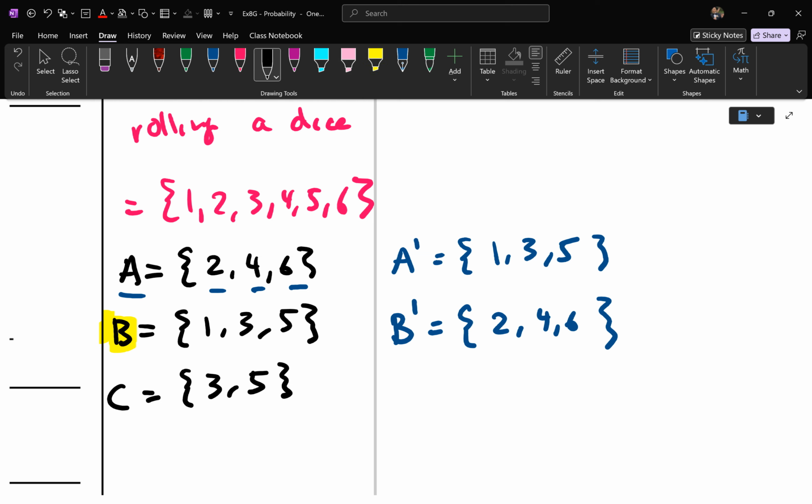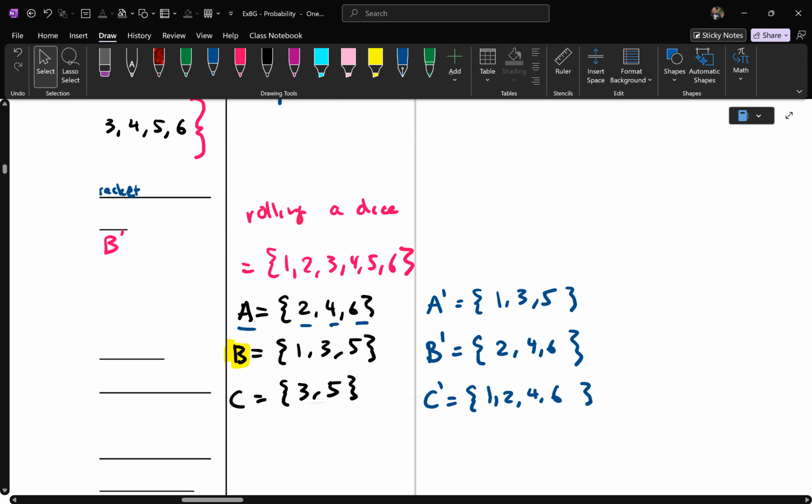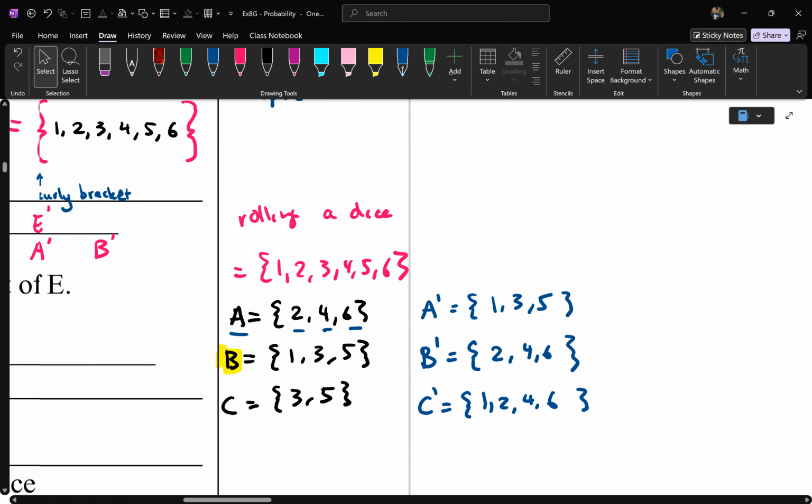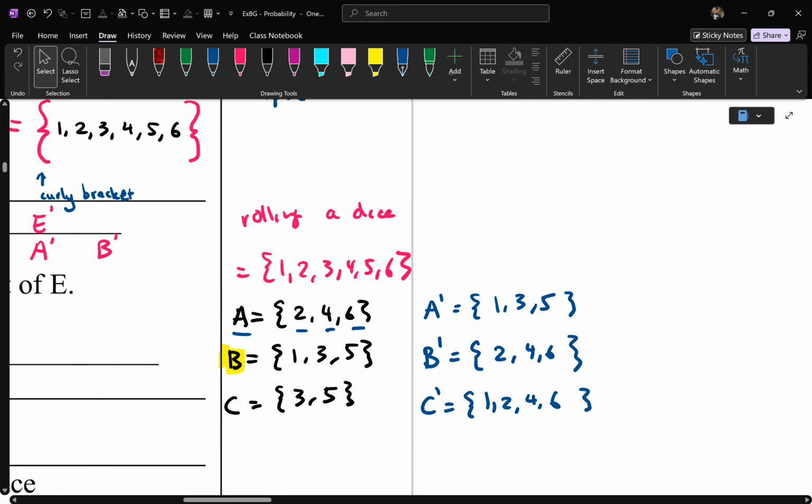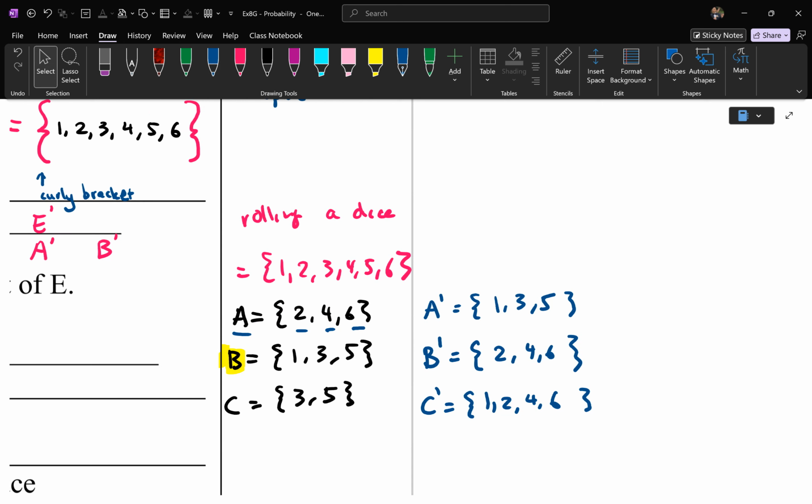What about C complement then? Good. So it's got everything except 3 and 5, so it should have 1, 2, 4, and 6. Does that make sense when we say complement now? So we're saying it is the group that is not a part of whatever group you're looking at. What's interesting is if you combine A complement and A, B complement and B, and C complement and C, you get everything. It's like the opposite of each other.